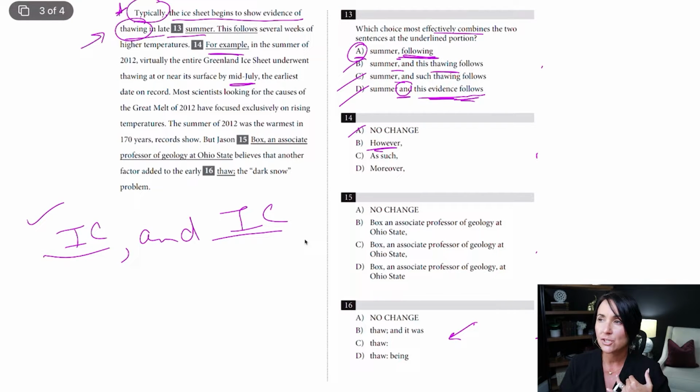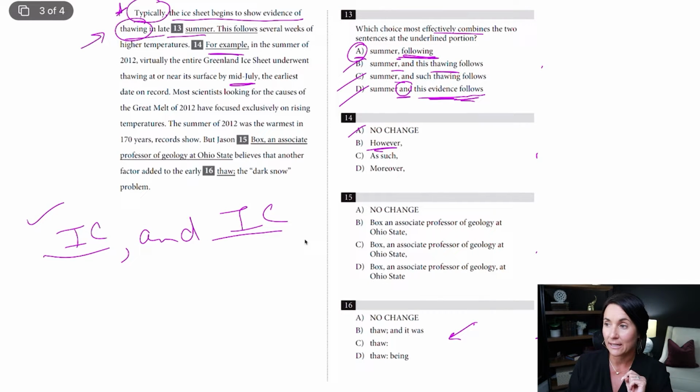Typically, the ice sheet begins to show evidence of thawing in late summer following several weeks of higher temperatures. However, in the summer of 2012, virtually the entire Greenland ice sheet underwent thawing at or near its surface by mid-July, the earliest date on record. So for this, I like "however" because it works here.